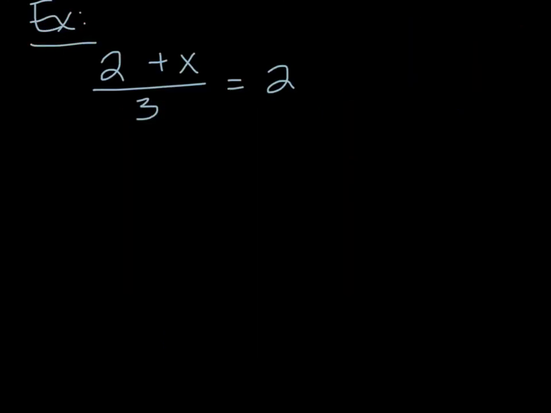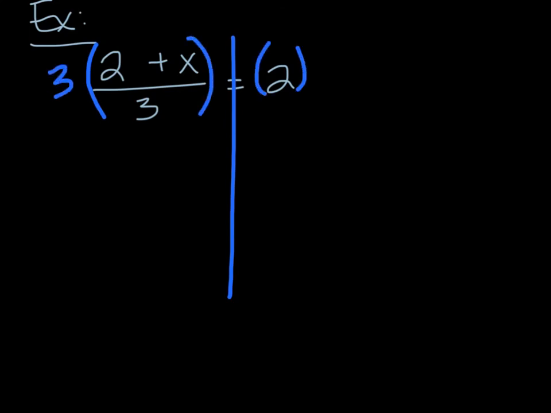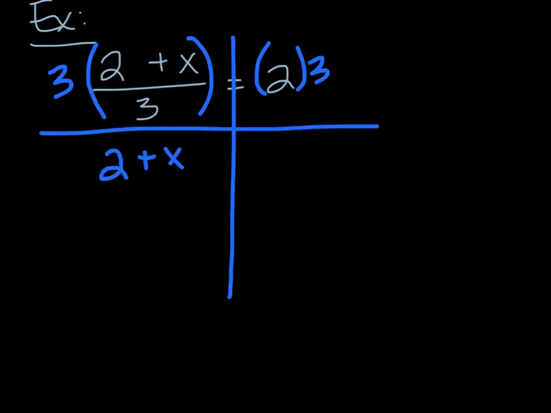Let's try this next one together. My first step, since I see that 3 is on the bottom and he's impacting everyone, I want to make him go away. So I'll multiply both sides by 3, which is the opposite of dividing. That will give me 2 plus x equals 6.